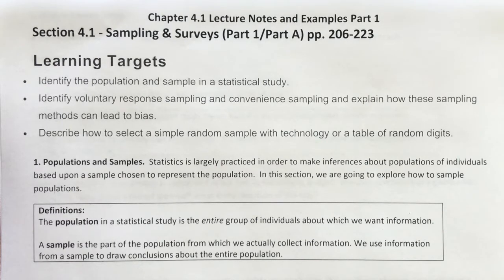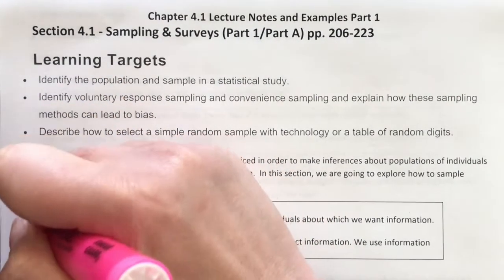All of these targets are things that you will have to be able to show that you understand when you quiz and test on this chapter. All right, so let's begin. Populations and samples. Statistics is largely practiced in order to make inferences about populations of individuals based upon a sample chosen to represent the population. In this section, we are going to explore how to sample populations. So, first things first, what is a population?